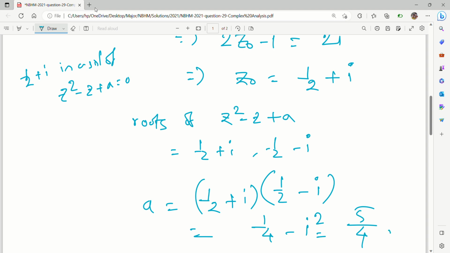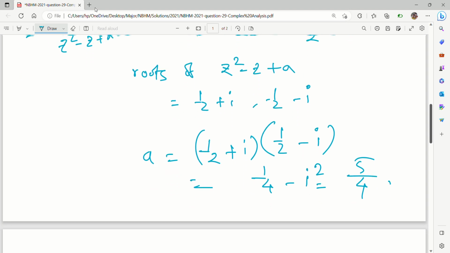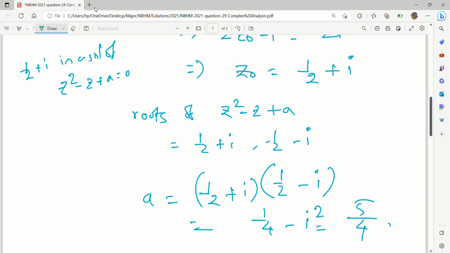Okay, so this was a very interesting question from the application of residue calculus, the residue theorem. So the answer for this question is 5 by 4.